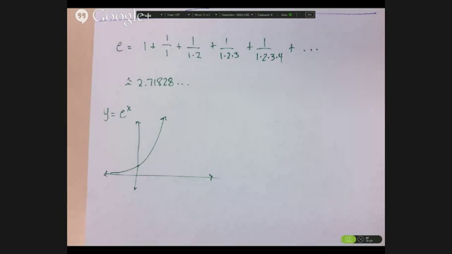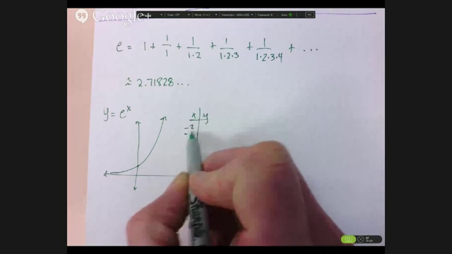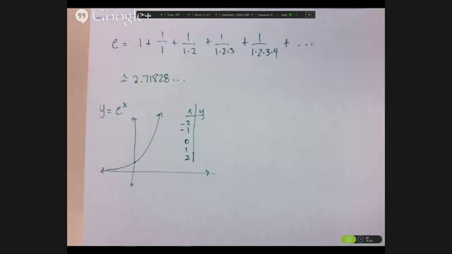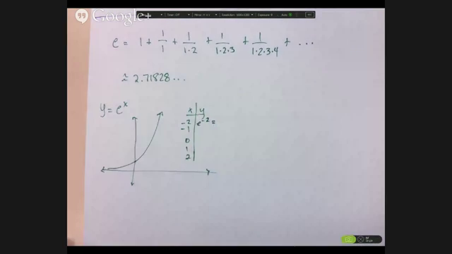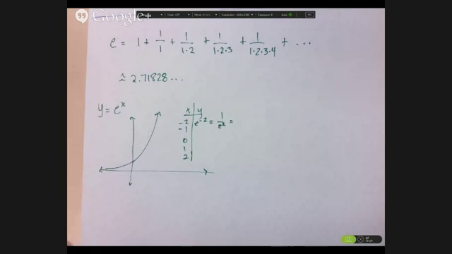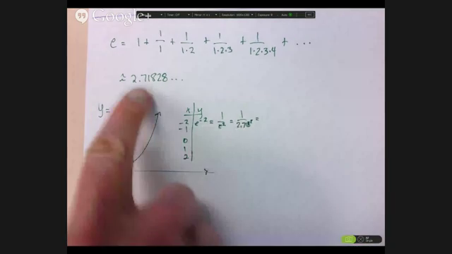It follows the same general shape. So if you want to graph this exactly, if you use the table of values, what's e to the -2? 1 over e squared, which is 1 over 2.718 squared, right? Because that's e, right?